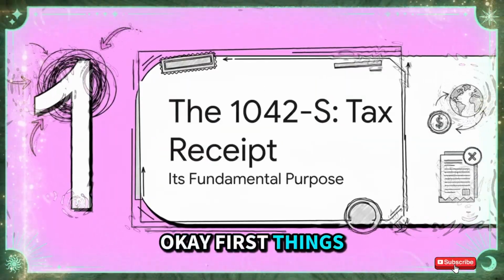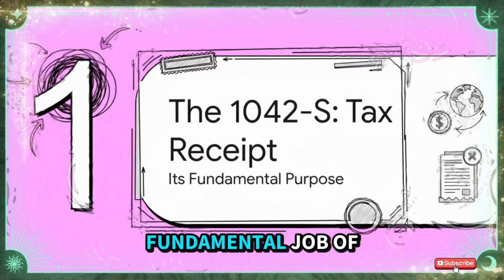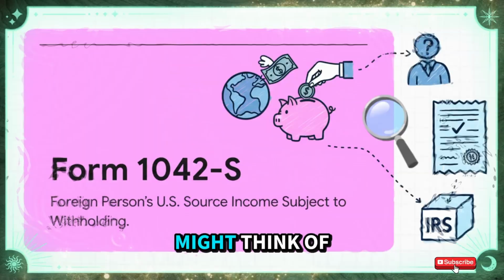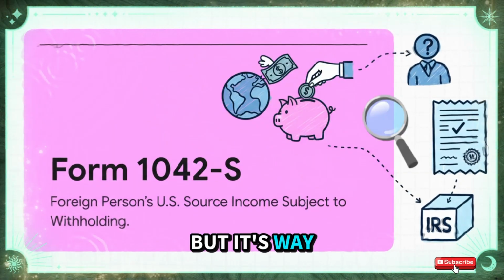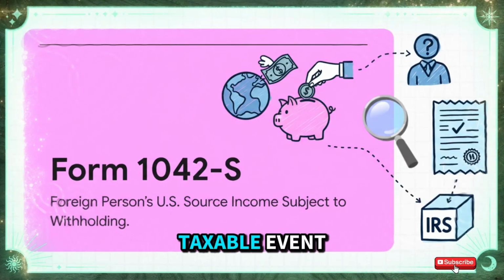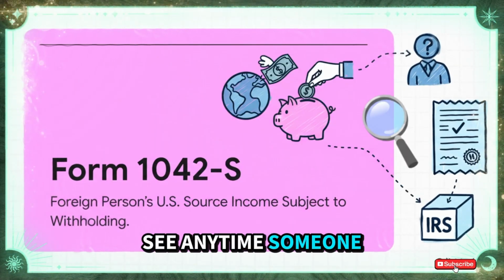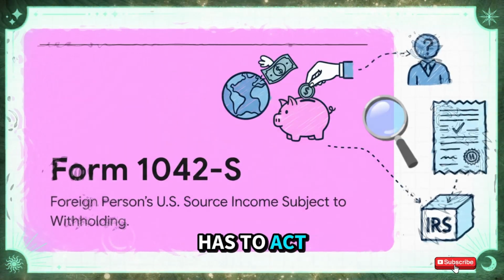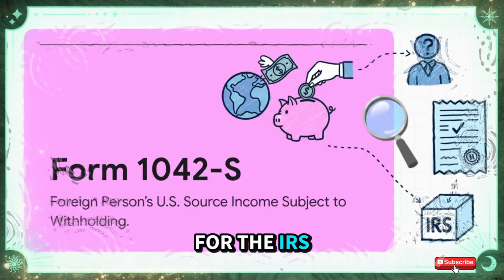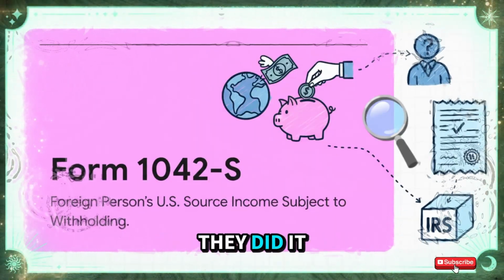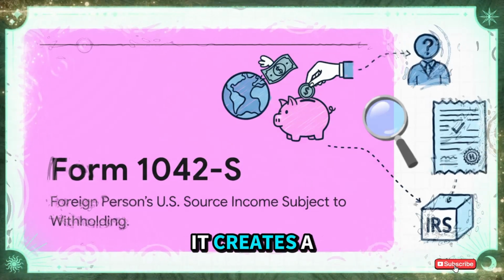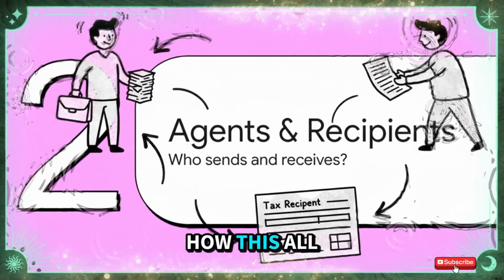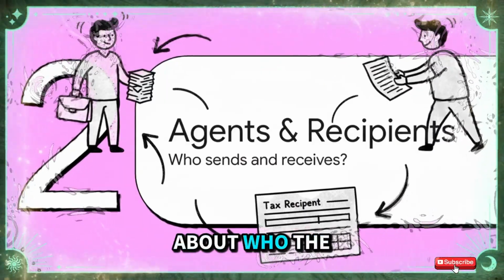Okay, first things first. What is the fundamental job of this document? Let's get right to the core principle. You know, you might think of this as just a receipt, but it's way more than that. It's an official record of a taxable event. See, anytime someone pays U.S. source income to a foreign person, that payer often has to act like a tax collector for the IRS. This form, it's the paper trail that proves they did it. And for you, the recipient, it creates a tax credit you have to account for on a U.S. tax return.